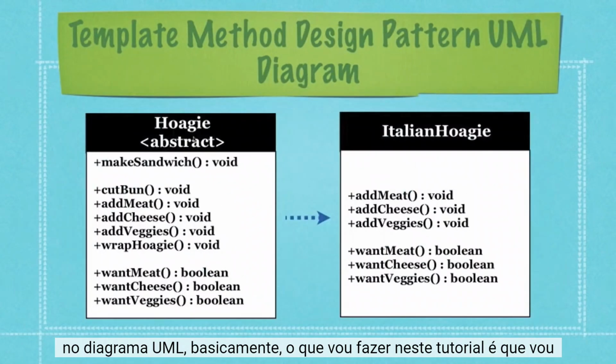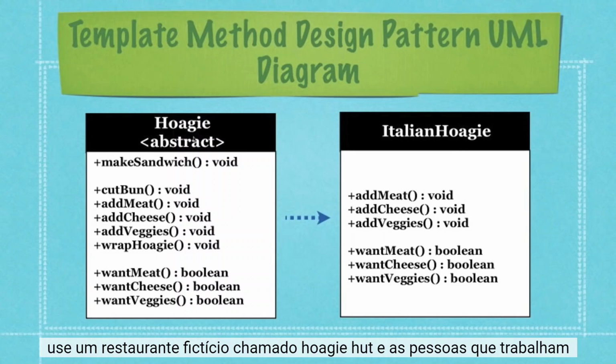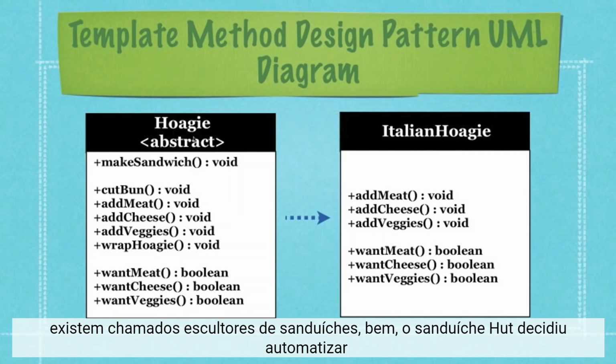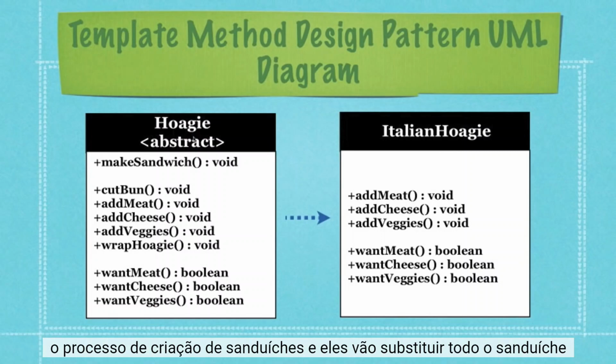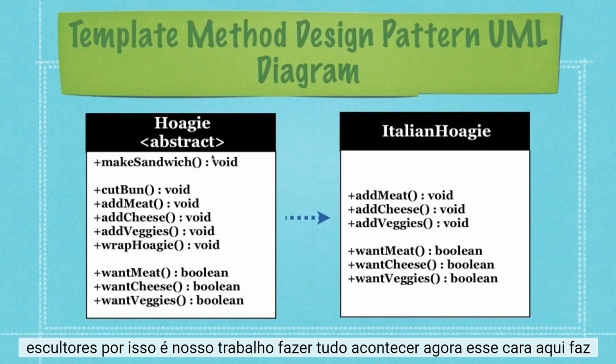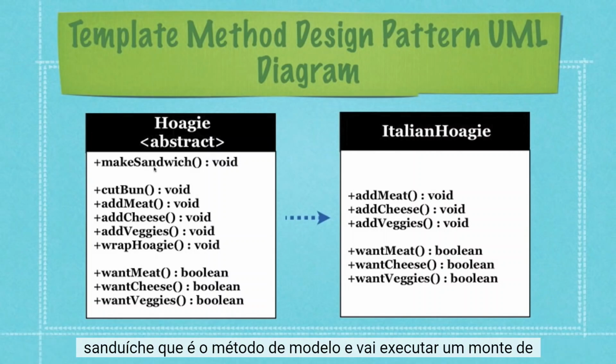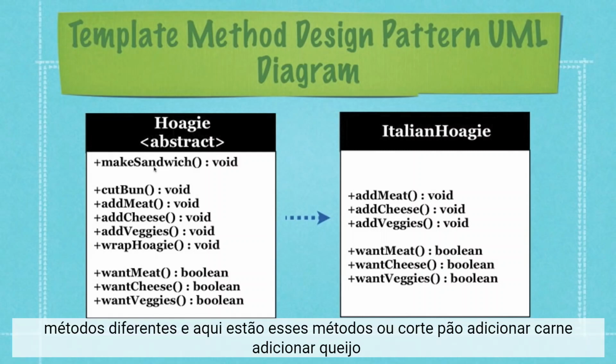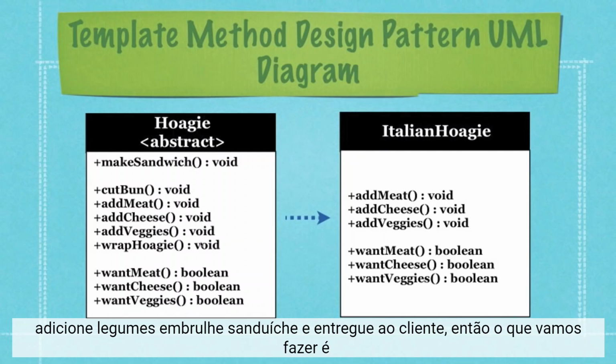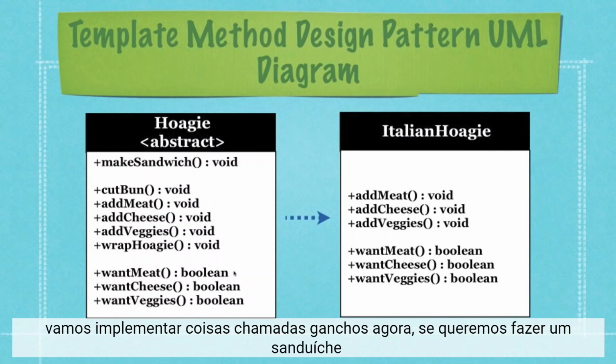So basically what I'm going to do in this tutorial is use a fictional restaurant called the Hoagie Hut, and the people that work there are called sandwich sculptors. Well, the Hoagie Hut has decided to automate the process of creating sandwiches, and they're going to replace all their sandwich sculptors. So it's our job to make it all happen. Now this right here, make sandwich, is the template method, and it's going to execute a whole bunch of different methods. Those methods are: cut bun, add meat, add cheese, add veggies, wrap hoagie, and give it to the customer. Then we're going to implement things called hooks.